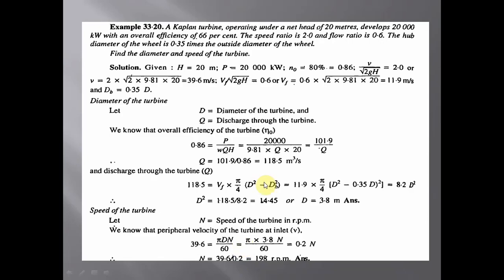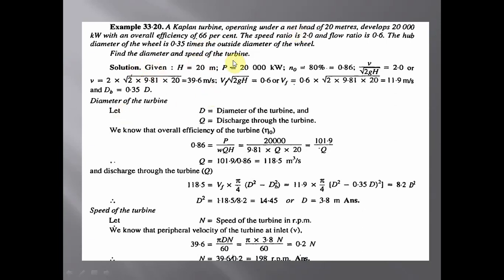153.4 degrees. Next one: a Kaplan turbine operating under a head of 20 meters develops 20,000 kilowatts with an overall efficiency of 86%. The speed ratio is 2 and the flow ratio is 0.6. The hub diameter of the wheel is 0.35 times the outside diameter of the wheel. Find the diameter and the speed of the turbine.